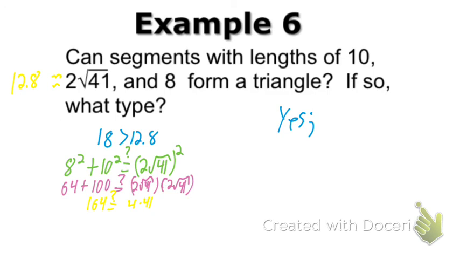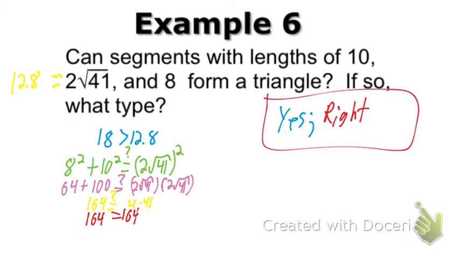Okay? Now, what is 4 times 41? 164. So does this equal? Yeah. So what type of triangle does this make? It makes a right triangle because it is equal. It's not right. It's not left. It's not upside down. It's right.